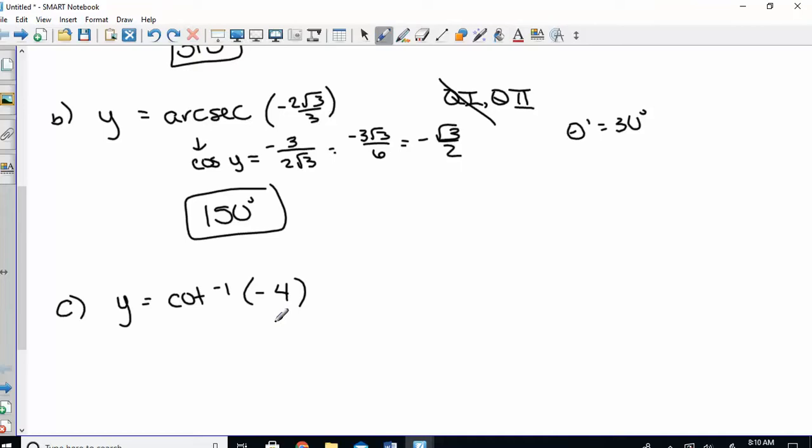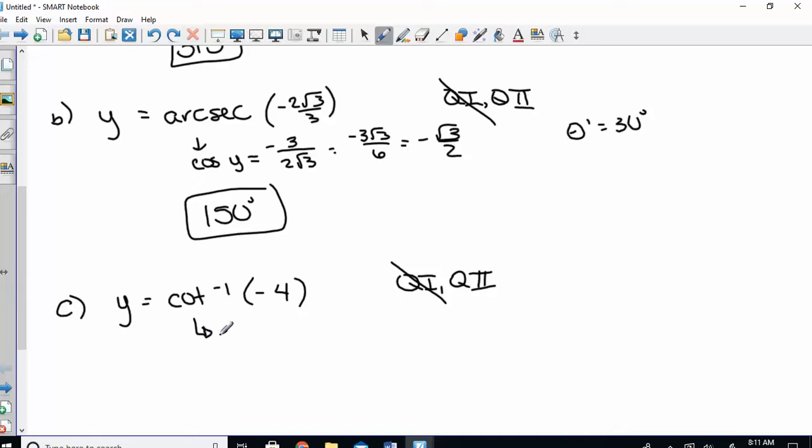So y equals cotangent inverse of negative 4. When I see cotangent inverse, which quadrant can it be in? Since it's negative, it's quadrant 2. Do we know when cotangent is negative 4? No, so we're going to have to use our calculator.